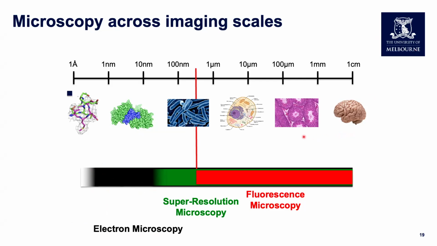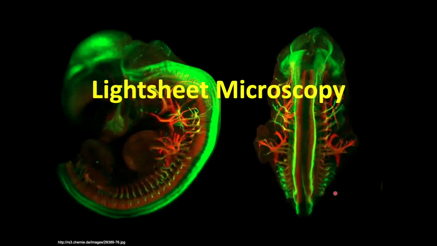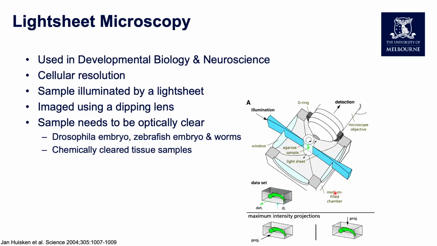Okay, so we're going to start at the top end, at the large sample side, and we're going to cover a few applications. So light sheet microscopy, multiphoton microscopy, slide scanning, high content imaging, and wide field microscopy. And we'll go through a few slides and give examples of how these work and examples of some of the data that's been generated. So light sheet microscopy is primarily used in developmental biology and neuroscience.